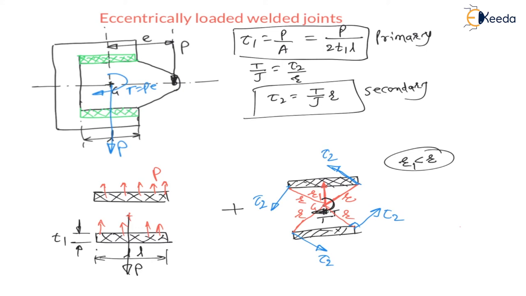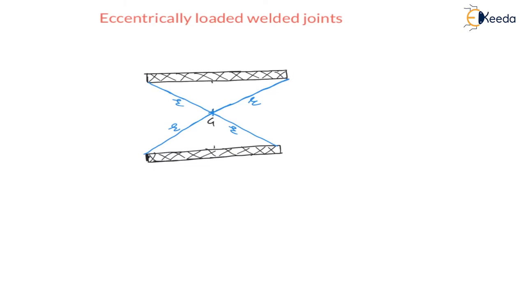Now let us combine this primary shear, tau 1, and secondary shear. We consider the extreme points, because extreme points have the maximum radius, therefore there will be a maximum secondary shear stress. At maximum radius there will be maximum torque, therefore maximum shear stress. The primary shear load, tau 1, is vertically upward at each and every point.